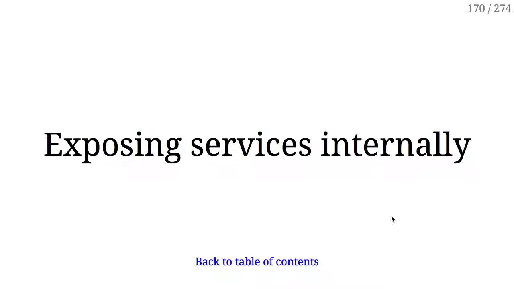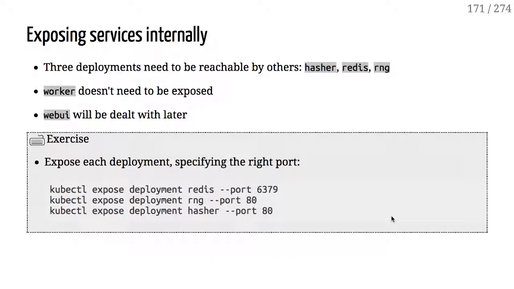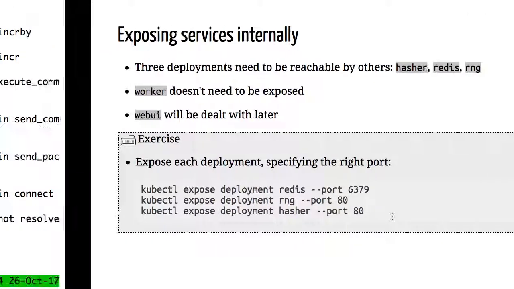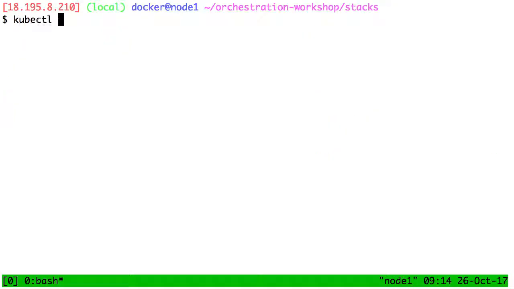So I'm going to expose these services internally. That's going to be super easy. We just need to run kubectl expose deployment and indicate the port number. So kubectl expose deployment redis --port 6379. That's the port number for Redis, if you're wondering.